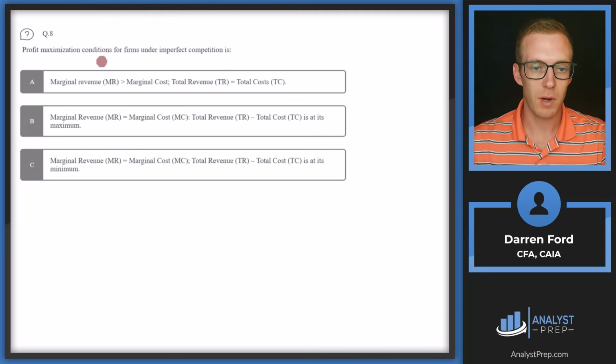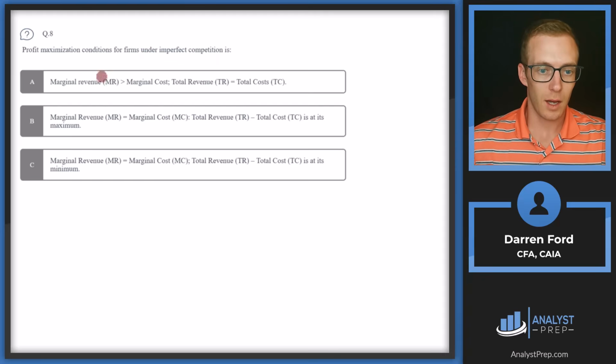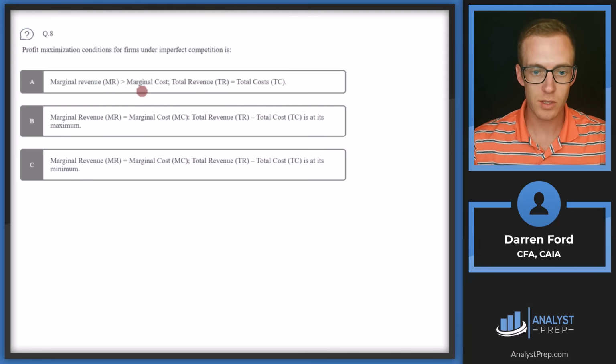Question 8. Profit maximization conditions for firms under imperfect competition is: A, marginal revenue is greater than marginal cost. Total revenue equals total cost. So looking at these 2 parts to this question, if total revenue equals total cost, that's going to be 0 profit. So under profit maximization conditions, that's probably not going to be what we're looking for.